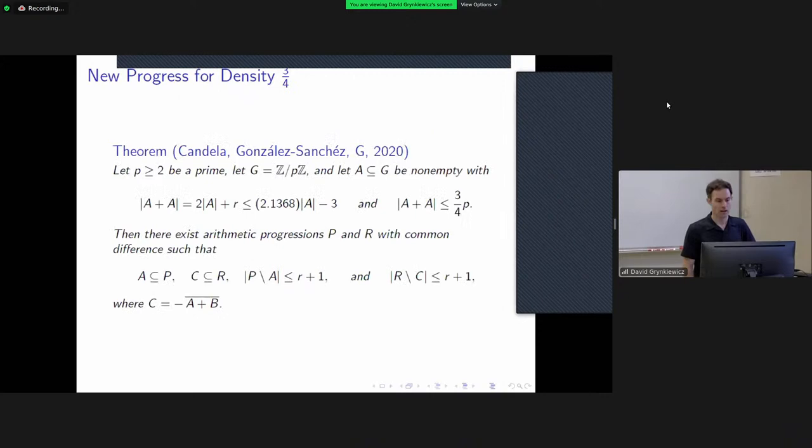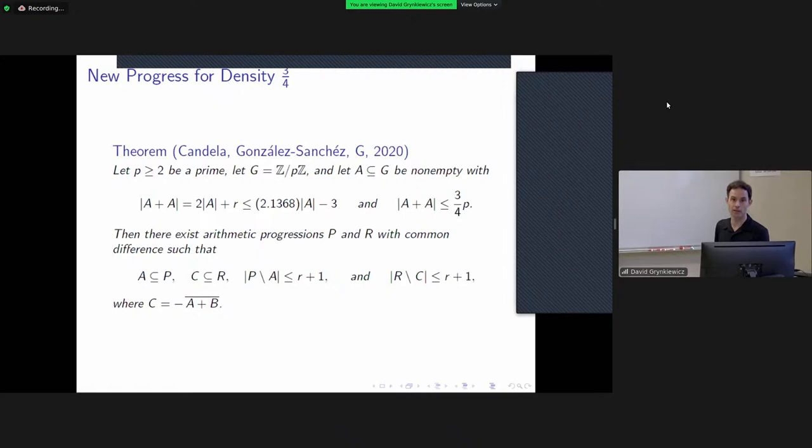And here's the improvement we were able to manage. Again, we have the same hypotheses as the 3k minus 4 theorem mod P. You can see we have the density restriction as being 3/4 p. So that's up to this semi-optimal, rough approximation of the optimal density. And our restriction is going to be a small sum set hypothesis of about 2.1368. In comparison to 2.00001, this is a lot better.